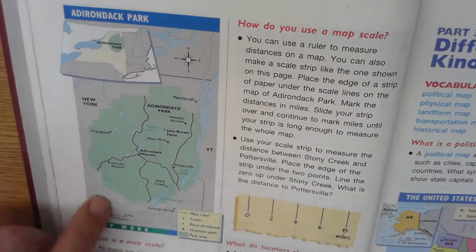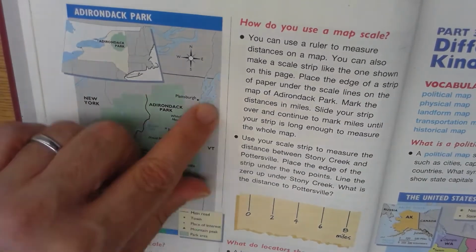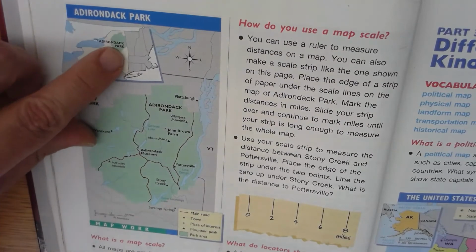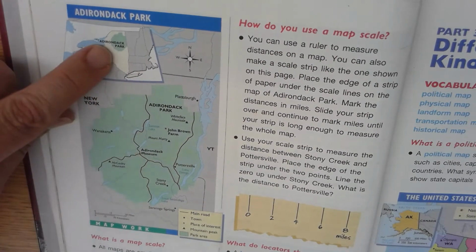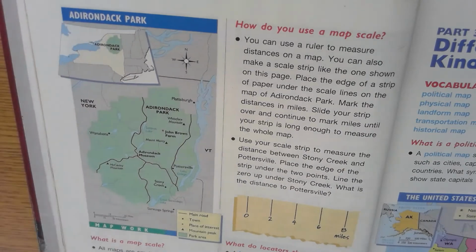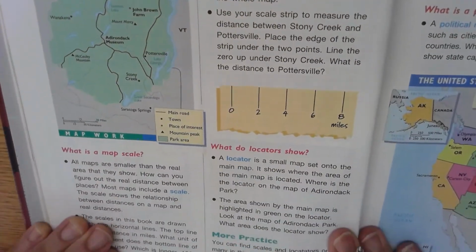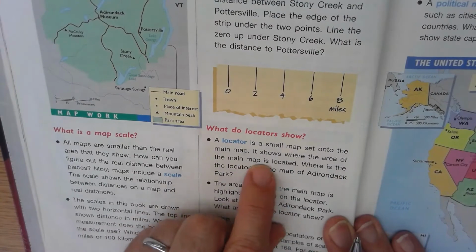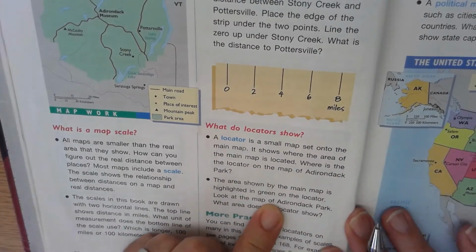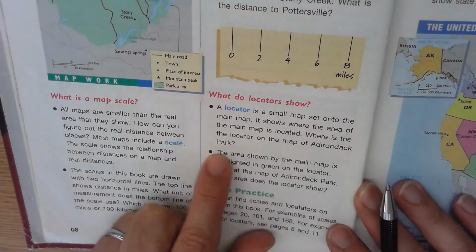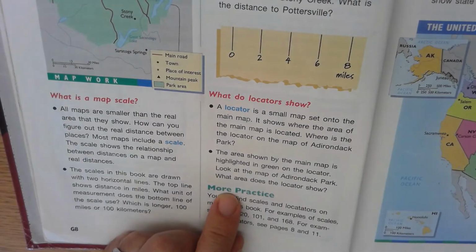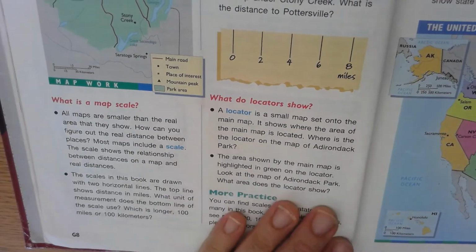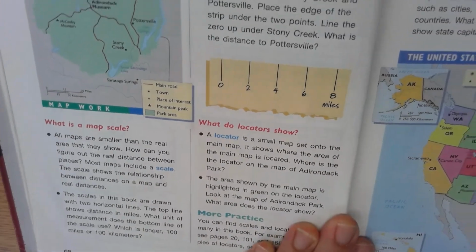So this green shaded area right here on this main map is also indicated on this locator map. So it gives you a bigger sense of where we are in the world. It shows where the area of the main map is located. The area shown by the main map is highlighted in green on the locator. Look at the map of the Adirondack Park. What area does the locator show? So we have just discussed that.